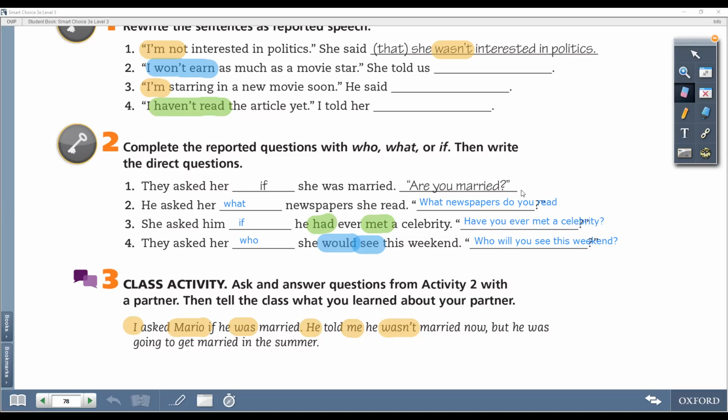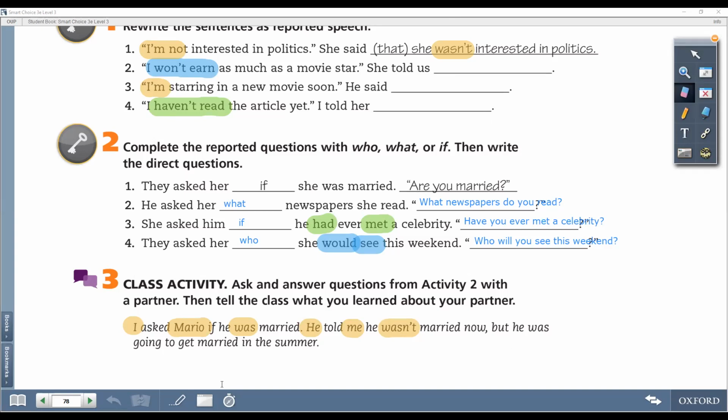Okay, guys, are you married? That's the first question. So if we ask our friends now, for example, what newspapers do you read? Do you guys read newspapers? Does anybody read newspapers? We don't read newspapers so often, right? Okay. But let's suppose you say you read O Globo, for example. So I will say, I asked Jayane what newspapers she read. And she told me she read O Globo.